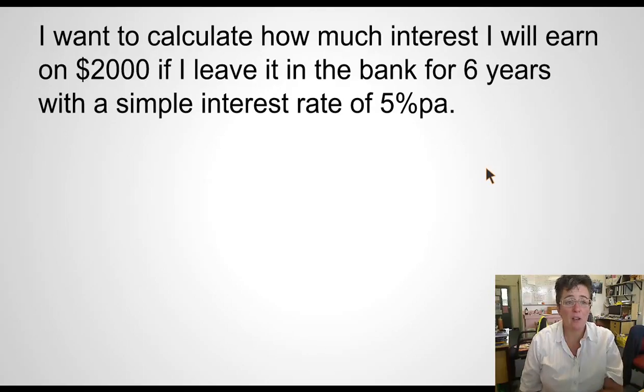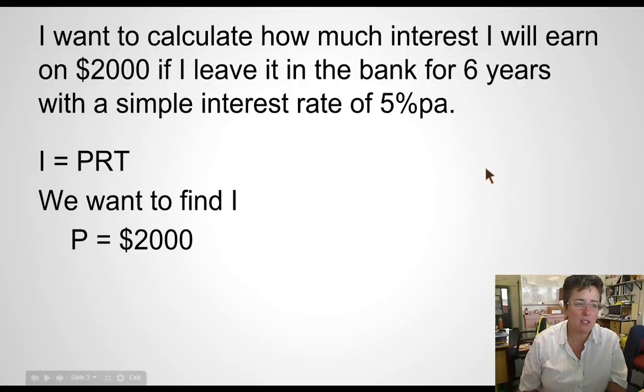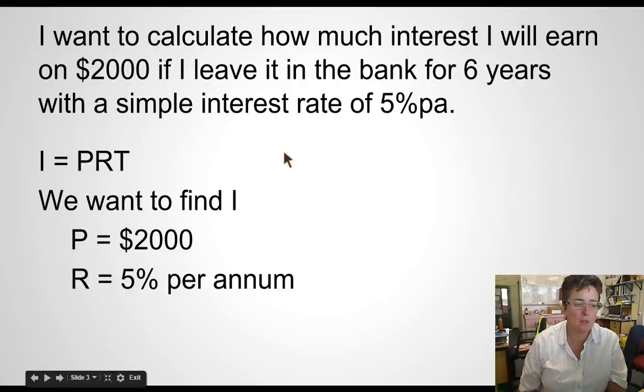So let's have a look at some examples. I want to calculate how much interest I'll earn on $2,000 if I leave it in the bank for 6 years with a simple interest rate of 5% per annum. Using the formula I equals PRT, I want to find I, that's the thing I don't have, P is $2,000, R is 5% per annum, that's the yearly rate, and we're looking at 6 years.